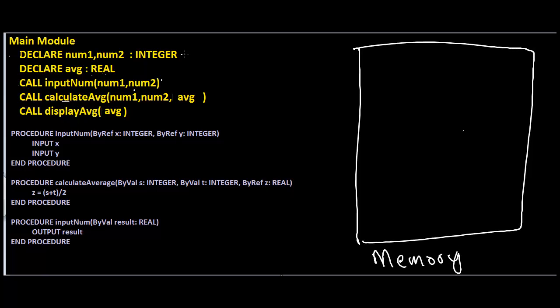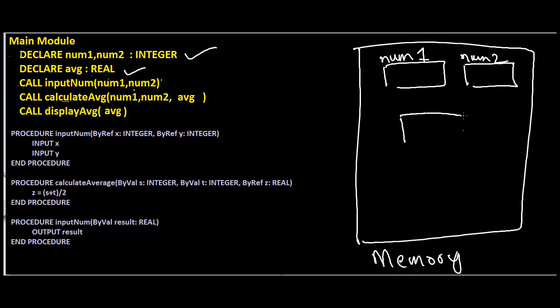Okay, when this instruction gets executed, num1 is allocated memory space and num2 is allocated memory space. When this instruction gets executed, avg is allocated memory space, right? And then when this instruction gets executed, we're basically making a call to this procedure called input num. So the control is going to get transferred here, right?